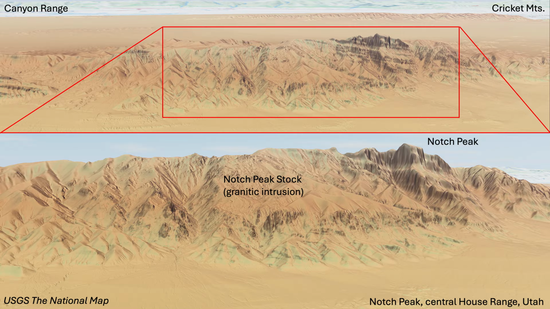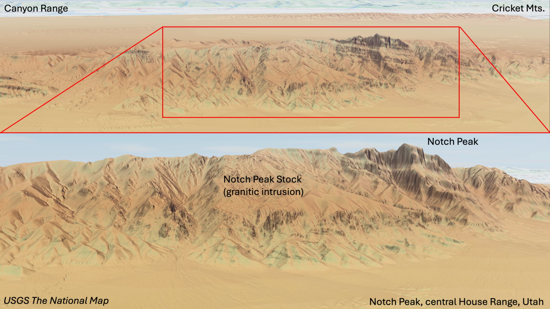And so stocks are really kind of small, locally kind of important features, but they're not as big as, like, the Sierra Nevada batholith. So a batholith is much, much larger in scale than what a stock is. And so this is the Notch Peak stock right there. That's in the central part of the House Range there. Mount Law is down in the southern part of that.